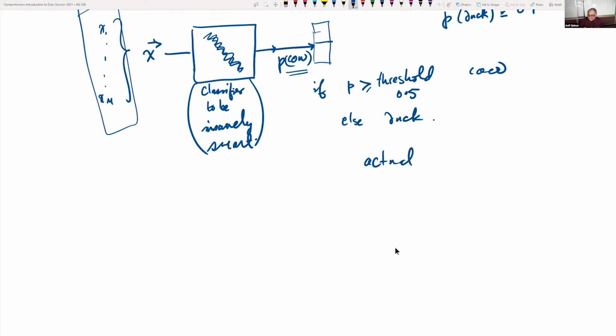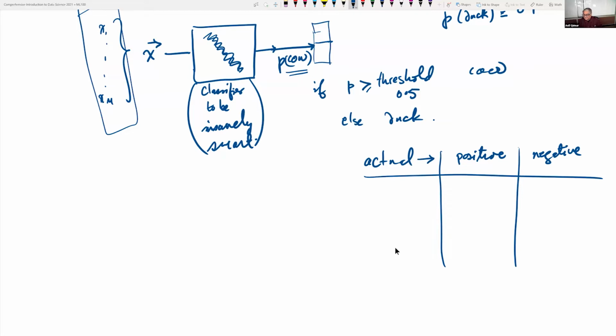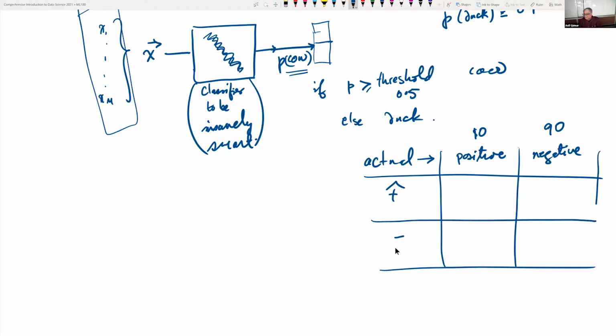actual positive and negative. So let us say that you are in God mode. You happen to know that there are about 10 positive cases and 90 negative cases. Let's take a number for the sake of argument. And let us say that you make a prediction. Positive, I'll put a prediction as a hat, for the sake of brevity.